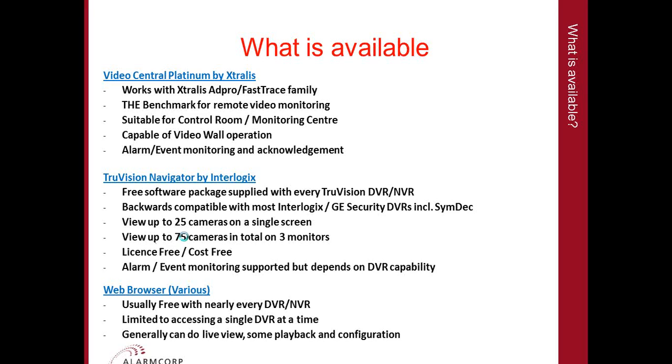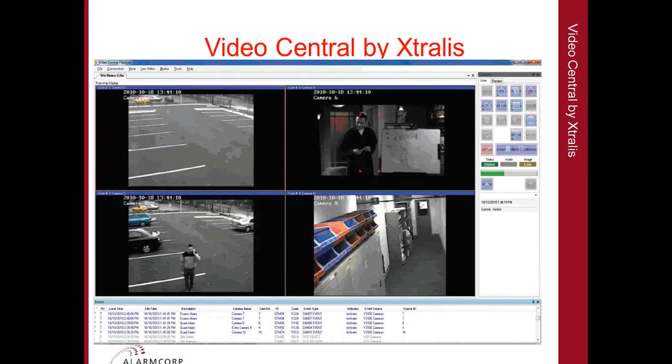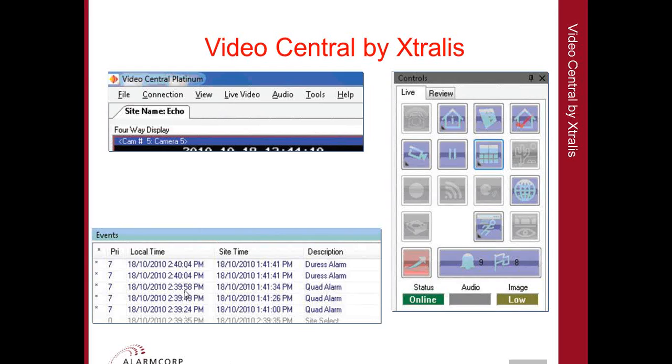Okay, if we look at Video Central by Xtralis, here you have the screen grab, and some of the obvious things that we can see is the live video, and we see at the bottom the real-time events viewer and the menu on the right. So just to bring it up in a bit more detail, you can see that as events come up sent by remote sites in nearly real time, they can be acknowledged as they pop up. You can also change video resolution on the fly. You can set up guards, etc. So this gives you some idea of what a real monitoring software can do.